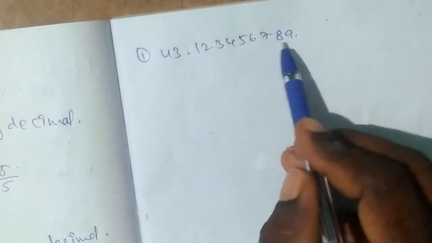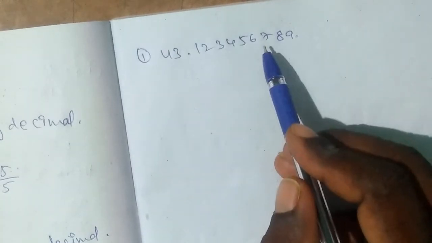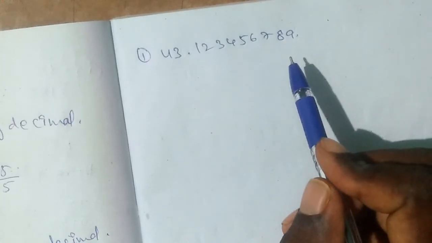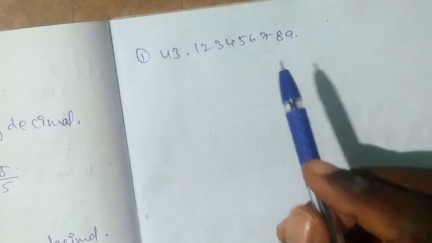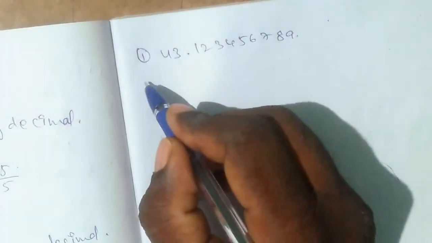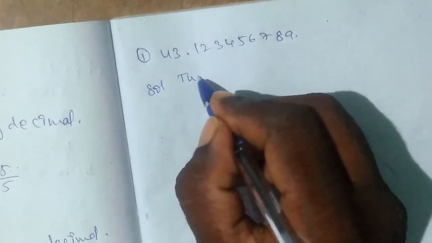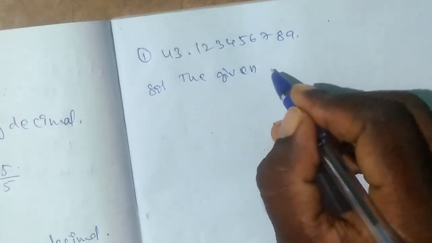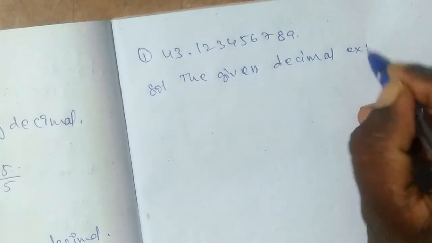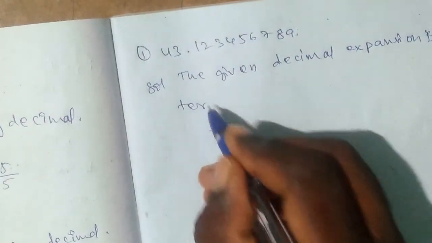So after point there is a finite number of digits in the decimal form. So it is a terminating decimal. Terminating decimal means q should have 2 to the power of n and 5 to the power of n. So that is I am going to write here. So solution, the given decimal expansion is terminating.